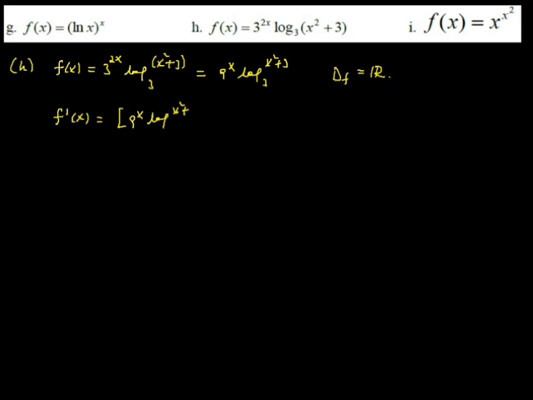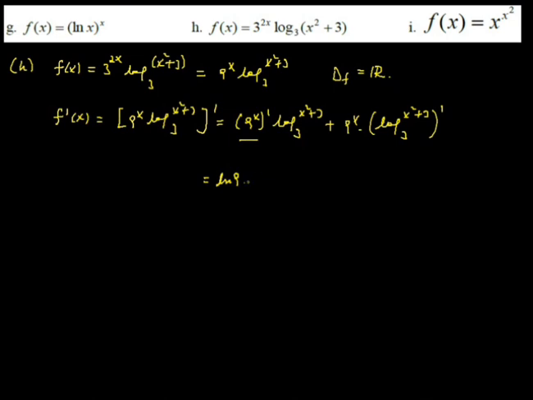The derivative of this function, 9 to the power of x times logarithm of x squared plus 3 in base 3, we apply the product rule. So this becomes the derivative of 9 to the power of x times logarithm of x squared plus 3 in base 3, plus 9 to the power of x times the derivative of logarithm of x squared plus 3 in base 3. The derivative of 9 to the power of x is ln 9 times 9 to the power of x.